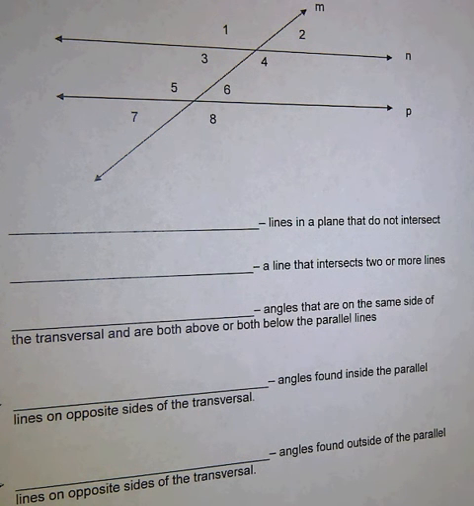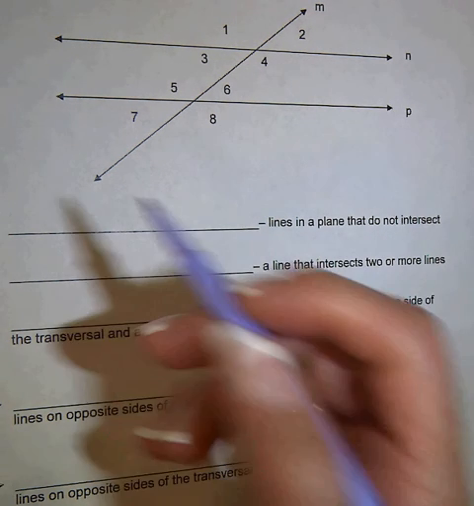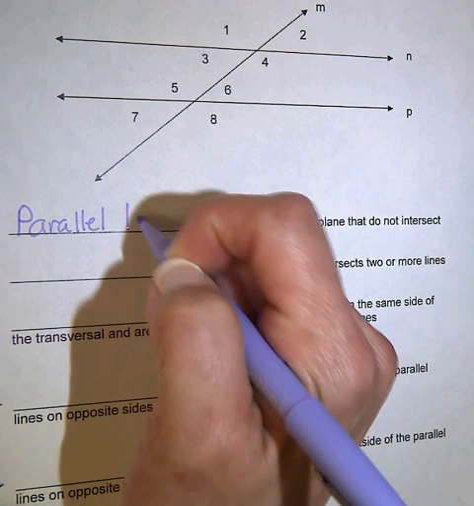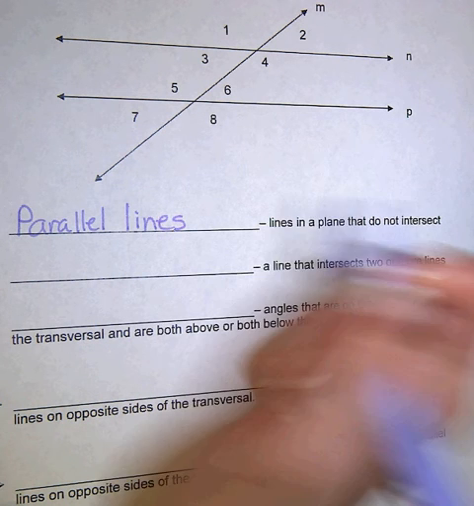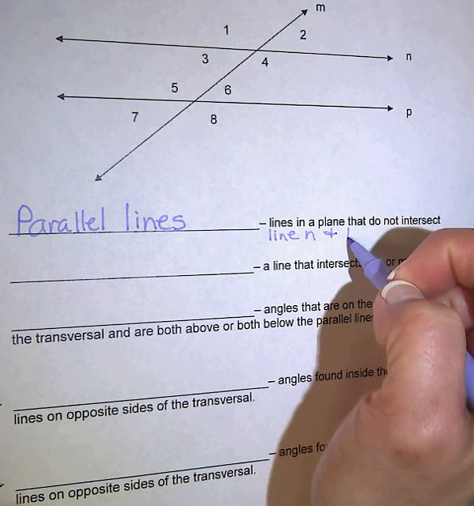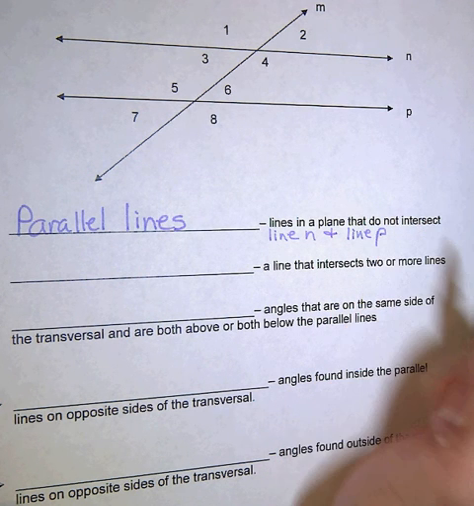Tonight you're going to be taking notes about angles formed from parallel lines cut by a transversal. So we're looking at angle relationships, and we're just going to fill in the blanks here for some of this vocabulary and discuss the angle relationships as we go. So lines in a plane that do not intersect would be our parallel lines. And in this case, it would be line N and line P.